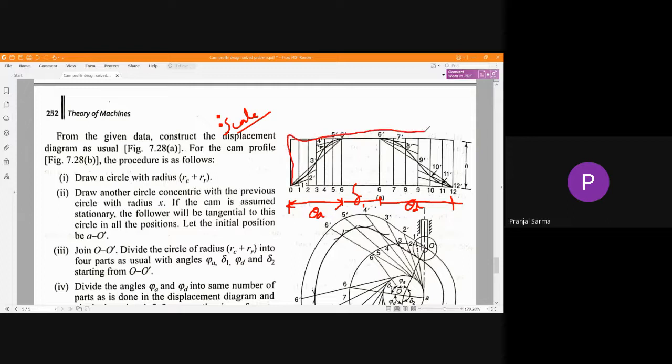After that, what we will do is divide the ascent stroke and descent stroke into an equal, even number of parts. So now we are considering six divisions for the ascent stroke as well as the descent stroke. So whatever is theta a, that is the ascent stroke angle, we will mark the divisions 1, 2, 3, 4, like that, and we'll draw the horizontal lines.